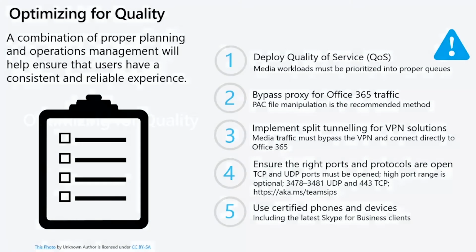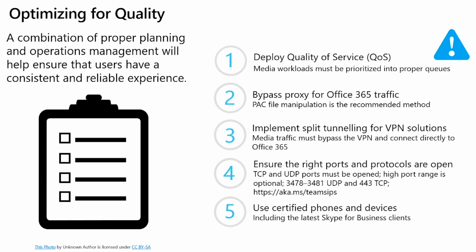Now let's dig into how you can optimize for quality. Proper planning and operations management will ensure that users have a consistent and reliable experience. These 5 general principles will help ensure you are on the path to success. Number 1, deploying QoS, or quality of service. Ensuring that Teams traffic is prioritized in low bandwidth scenarios is highly valuable. Deploying QoS where it makes sense and marking both inbound and outbound packets will ensure that Teams media is prioritized over other workloads.